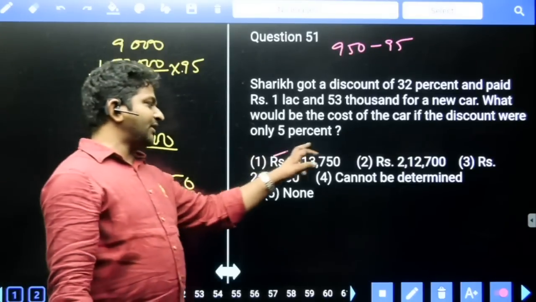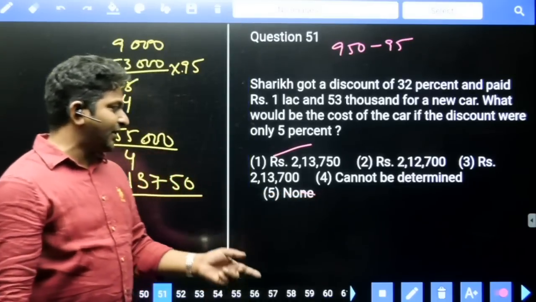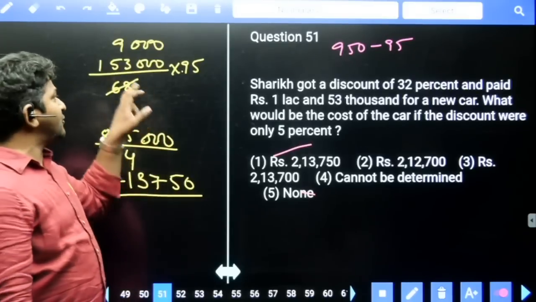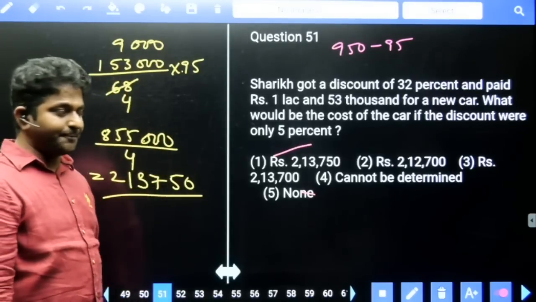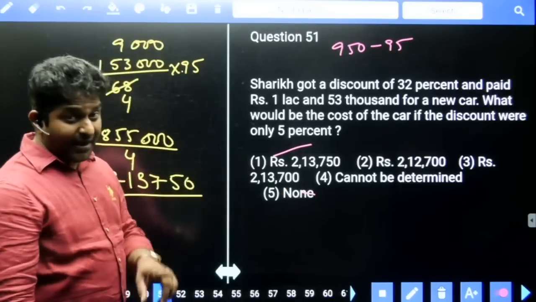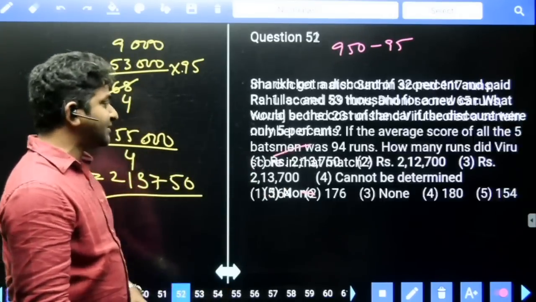2,13,750, final answer. In place of none of these, if you have some other number, we can directly verify the 9 multiplication rule, because your numerator is a 9 multiple. But as none of these is there, we may get none of these as the final answer. So we are not going for a direct answer.